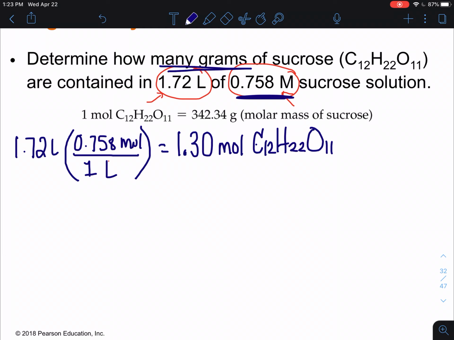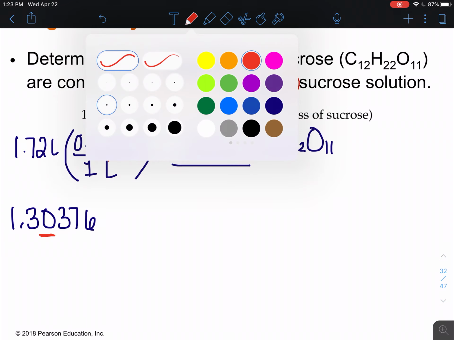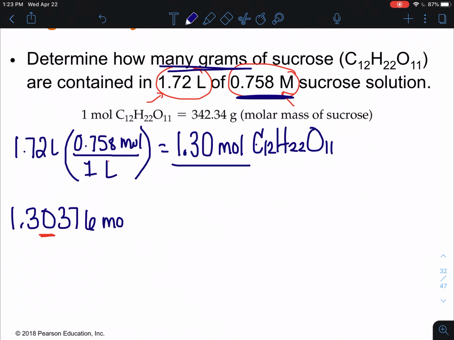Now, we would need to know how many grams of sucrose are in this. So you're going to have to take this number right here. I rounded it just to show you, but my calculator gave me 1.30376. I'm going to keep that number, but I'm stopping here because we need 3 sig figs. So again, this is mole of sucrose, C12H22O11.